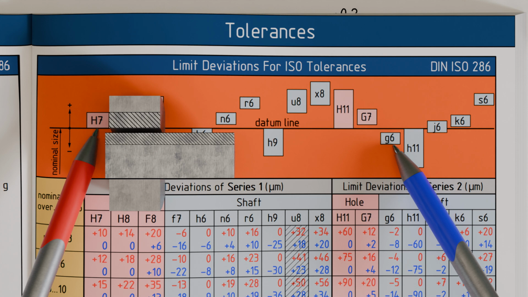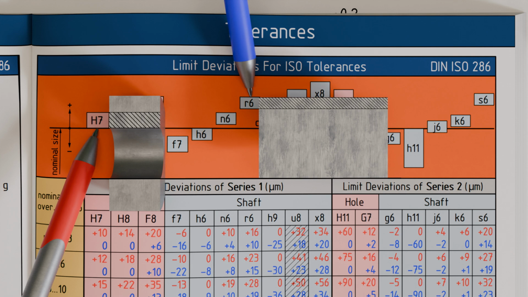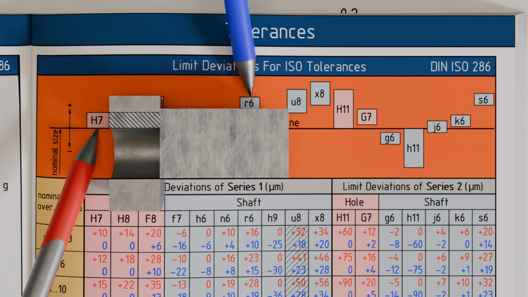If, on the other hand, the pin is manufactured with a tolerance grade R6, it will always be larger than the hole. Even if we manufacture the pin at the minimum size to make it as small as possible and the hole at the maximum size to make it as large as possible, the pin will not fit into the hole without force but must be pressed in with greater effort. This is referred to as a press fit or an interference fit.